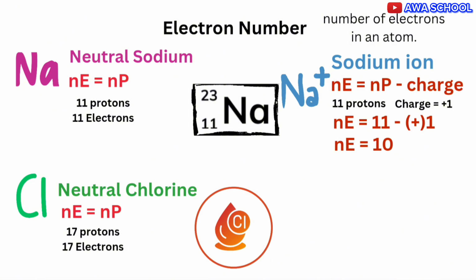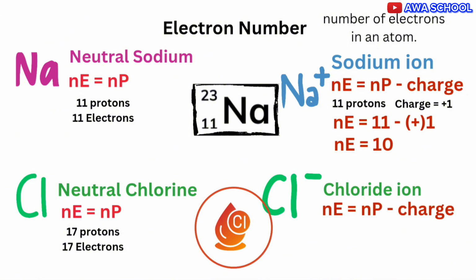So it means that because it is a neutral atom, a neutral element, the number of electrons will also be what? 17, because number of electrons is equal to what? Number of proton for neutral chlorine. Exactly. Now for chloride ion, which is Cl minus, number of electron equals number of protons minus charge.